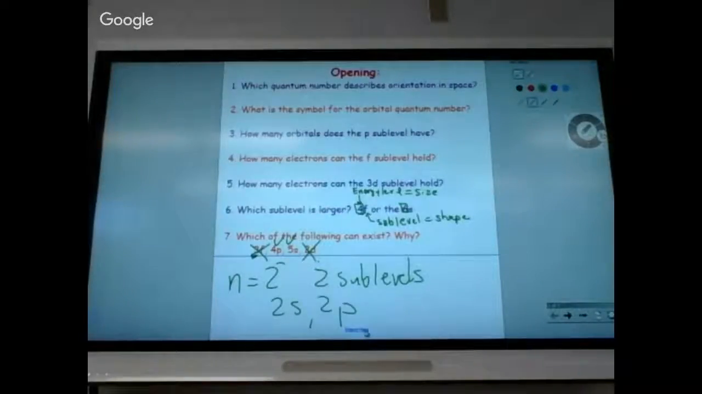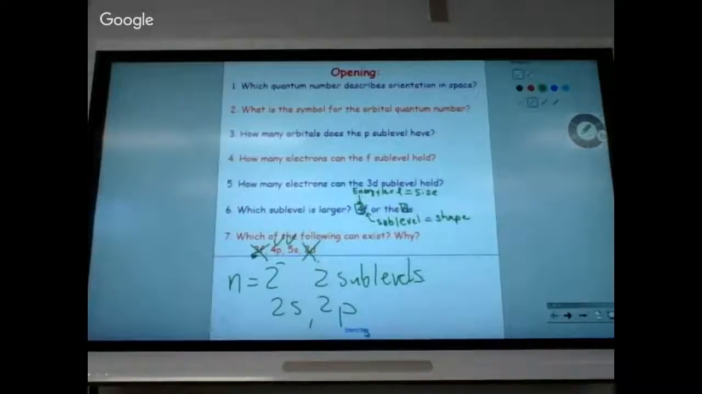What values can the principal quantum number have? 1 through 7. Really, you could have written any whole number, but we're only going to use 1 through 7. All right, what does n equals 3 mean? Third energy level. How many sublevels are there if n equals 2? 2. And if n equals 4? Good. So then we name their names. N equals 2's names would be 2S and 2P, and n equals 4 would be named 4S, 4P, 4D, 4F.